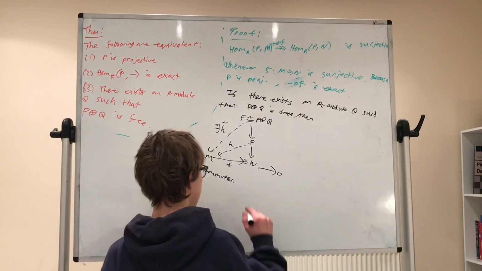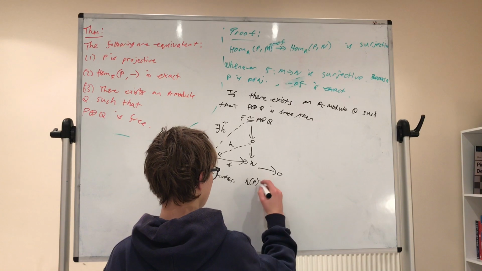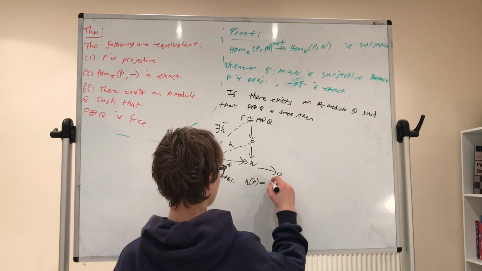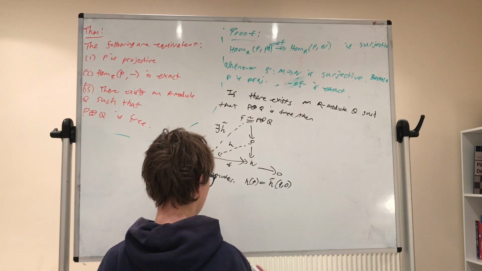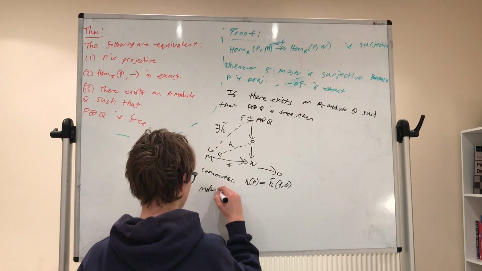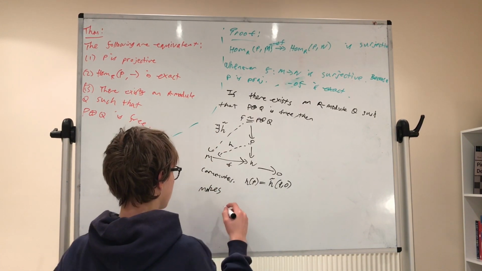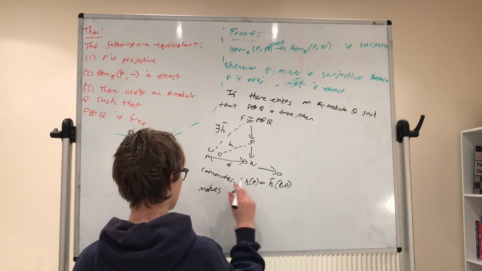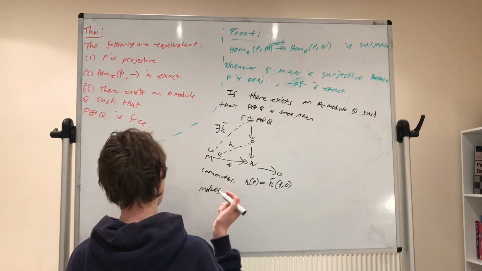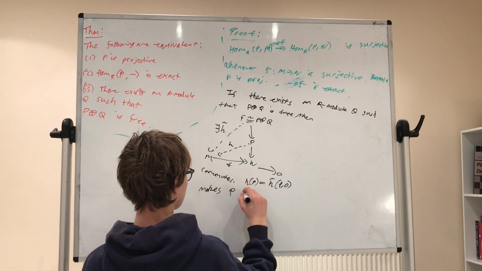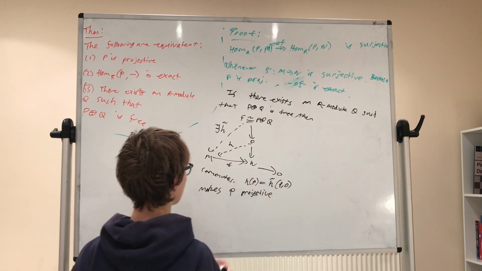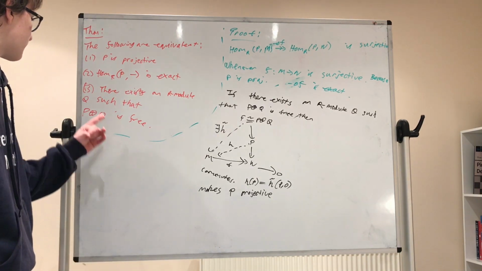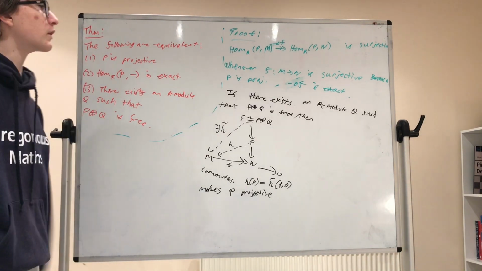defining h of p equal to h tilde of (p, 0) makes P projective. Let's just say P is projective. So therefore, number 3 and number 1 are equivalent.